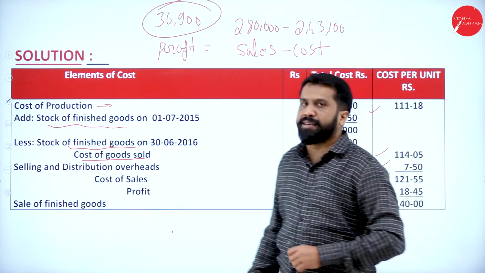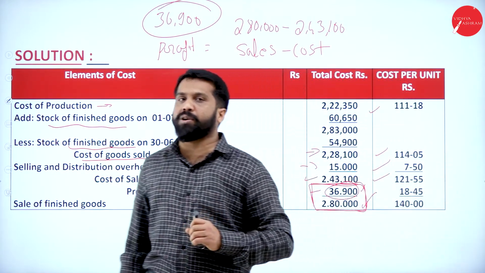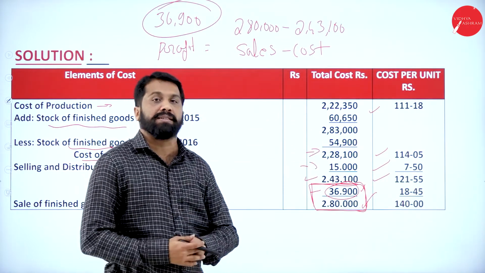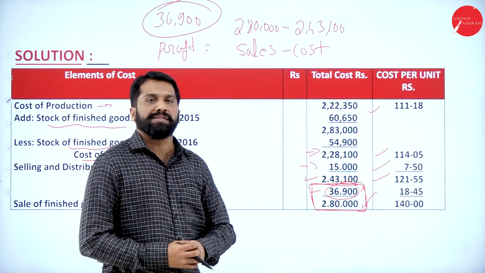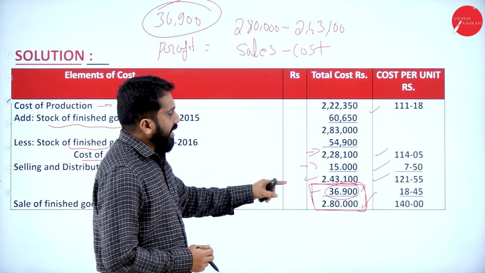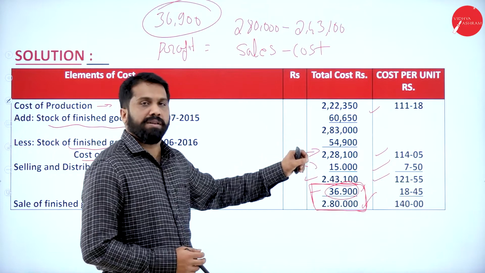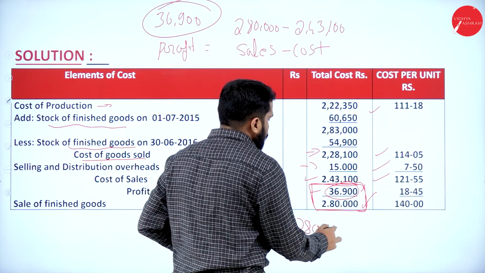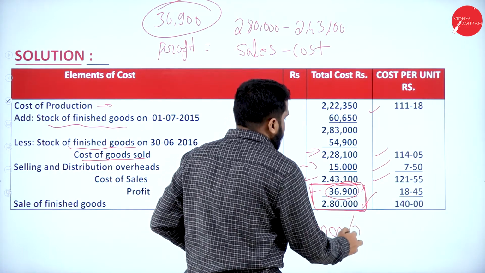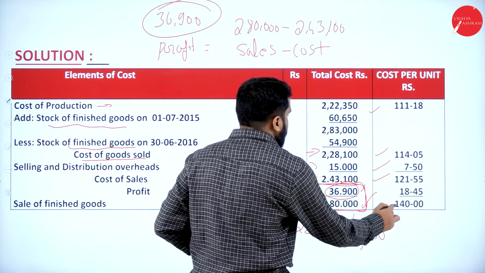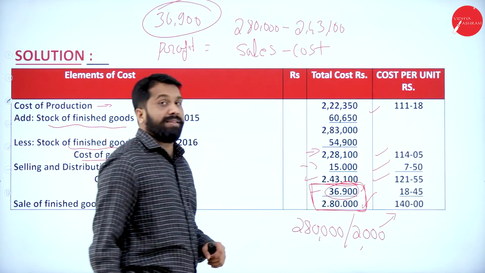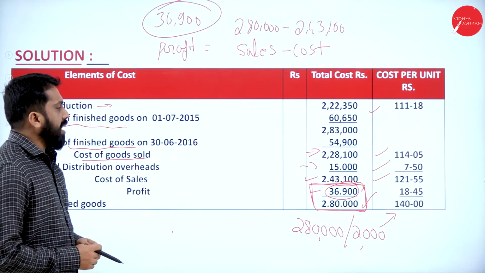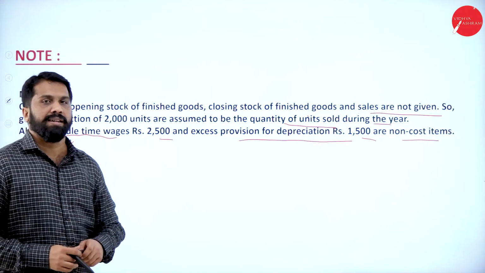36,900. How to do your last column? Last column, whatever you got here, same thing you divide. You have to divide by number of units, that is 2,000. Then you will get your cost per unit. See, your 2,80,000 divided by 2,000 units. How much you got? You got 140 per unit. Hope you understood. Yes, this is all about your cost per unit calculation.